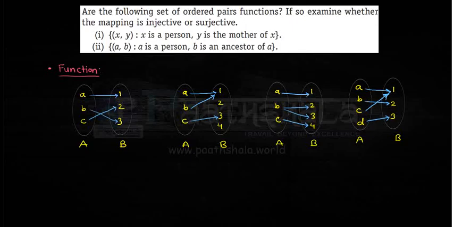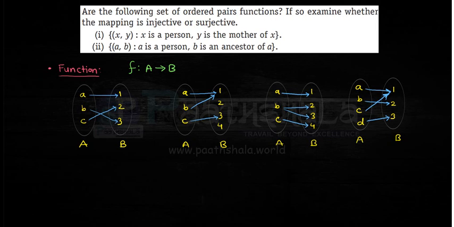Function means every domain element, each and every domain element has a unique relation with codomain elements, or we can say that it has an image in the codomain. Let's say A is the domain and B is the codomain. A function is always defined from A to B, where A is the domain and B is the codomain, or we can say range.